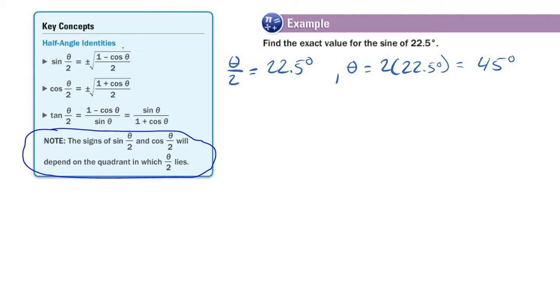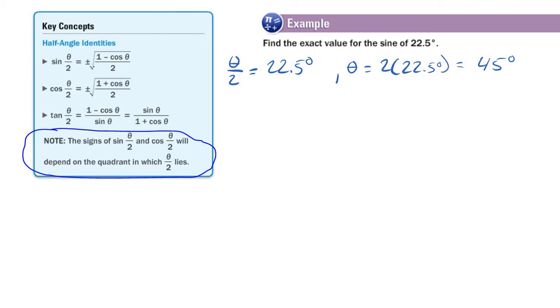So this notation is sometimes confusing. Theta divided by 2 and then just a theta here. Well, again, whatever they give you, like sine of 22.5. So 22.5 is theta divided by 2. That makes theta 45, which is pretty straightforward. Okay, so a couple things here.